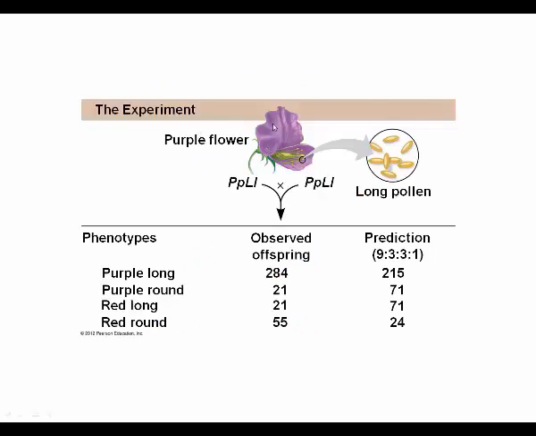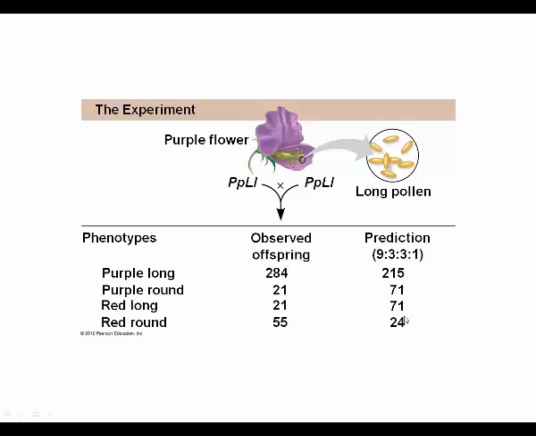So imagine a purple flowered plant with long pollen, purple being dominant, long pollen being dominant. And this plant is doubly heterozygous. Now when we self-fertilize the plant, we would expect to see a 9 to 3 to 3 to 1 ratio of purple long to purple round, which is the recessive version of pollen, to red, which is the recessive version of color, long, to red round, 9 to 3 to 3 to 1 ratio.